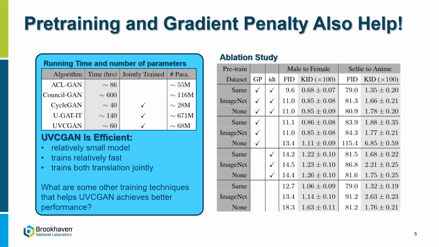To determine what might also help other than innovative generator design, we did an ablation study with 3 factors: whether to pre-train the generators, and if so, on which dataset, whether to use gradient penalty in discriminators, and whether to include identity loss. We found 2 of them, pre-training and gradient penalty, benefit the performance significantly.